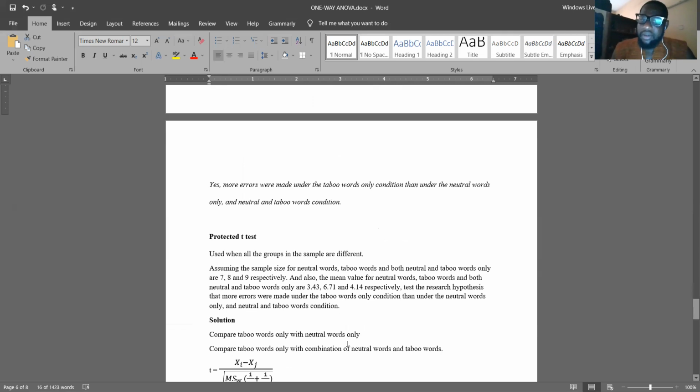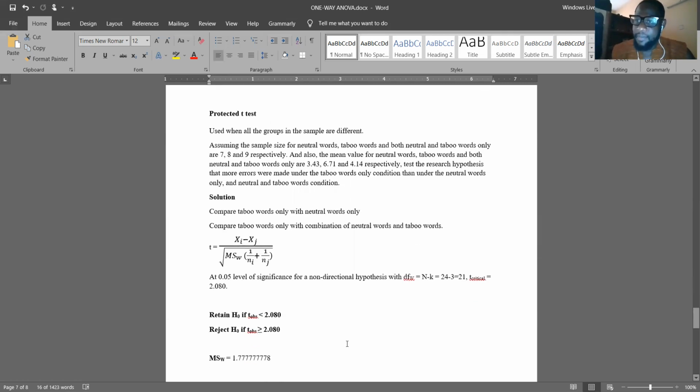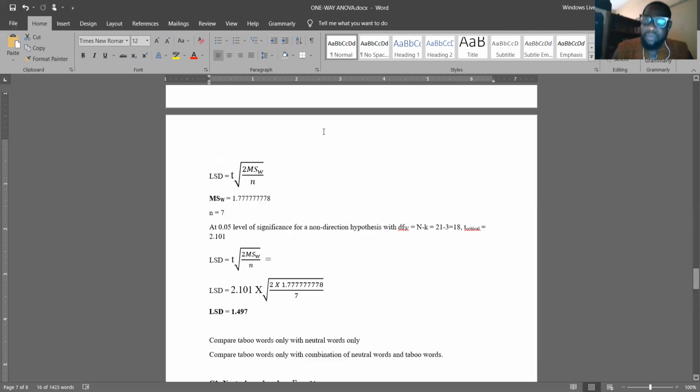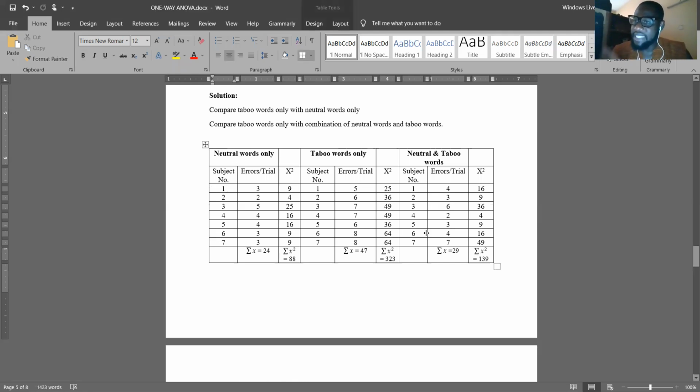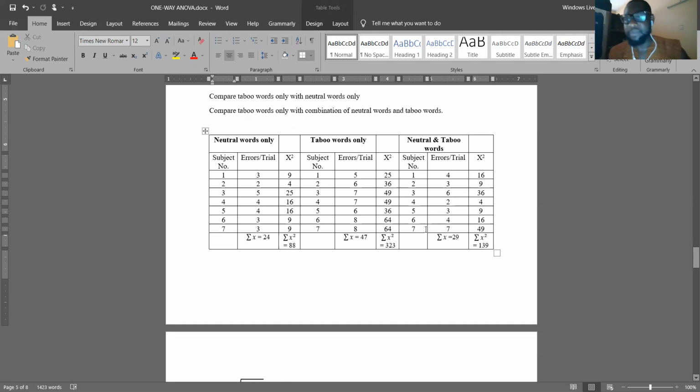Then the next one is protected t-test. We normally use protected t-test when the sample sizes are different. So you could see that per the question that we saw, the sample sizes were the same. So that's why we selected LSD as the multiple comparison, or as our post-hoc analysis.